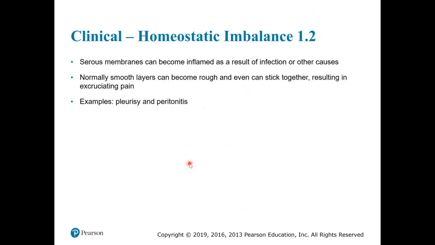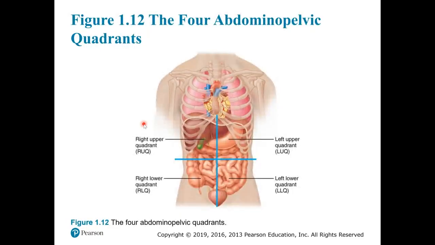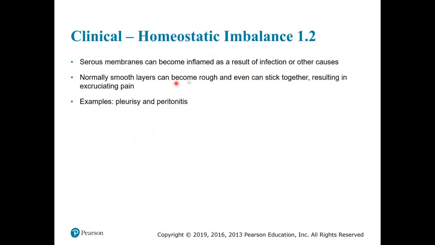Here's our first homeostatic imbalance. What happens if something goes wrong? You think anything can go wrong with any of those? Well, there can be inflammations in both the pleural cavity and the pericardial cavity, which result in pleurisy and pericarditis. Where's pericarditis? It's not here. Painful, I hear.